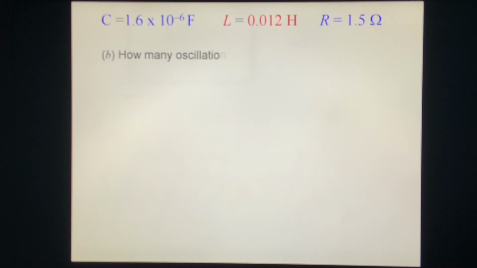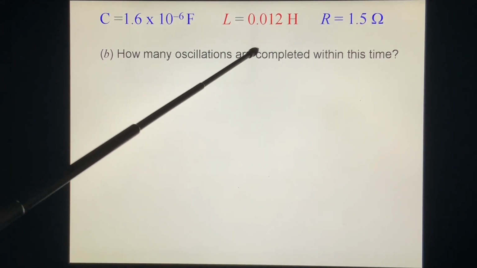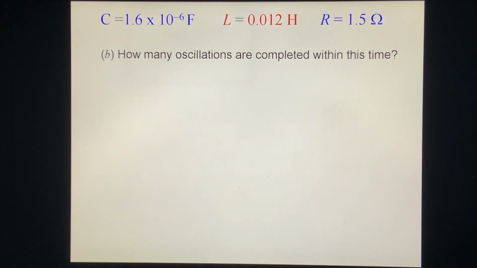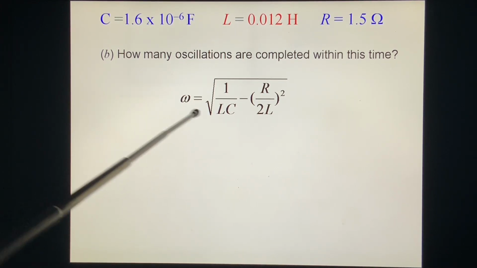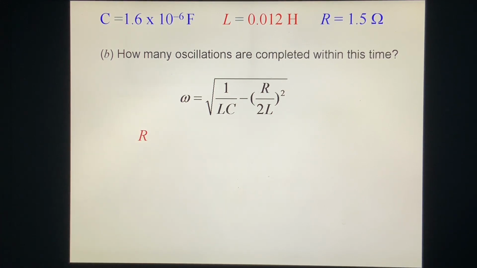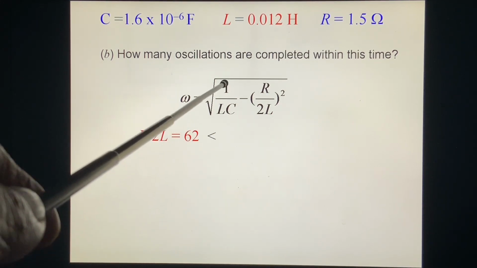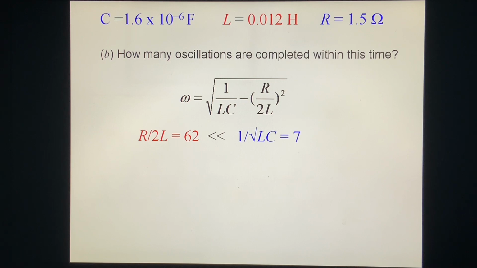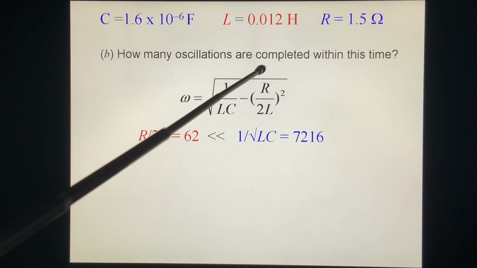Question B. How many oscillations are completed within this time? We have the time. Once we know the period, we can find this answer, right? What is the period? First, we find omega. In this case, we put in the numbers and find that R over 2L is much smaller than 1 over the square root of LC. So we drop this one.